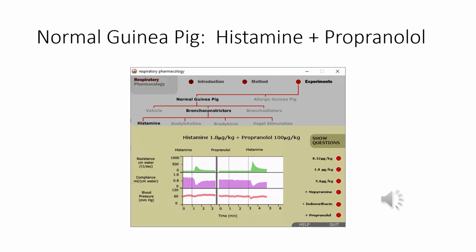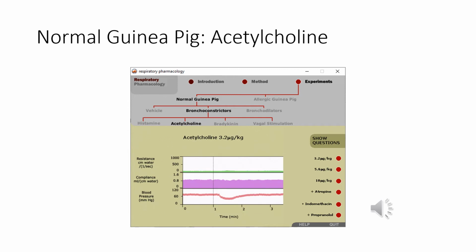Effects of histamine on the parameters observed were amplified with the administration of 100 microgram per kg of propranolol. The animals were also subjected to a series of acetylcholine concentrations. At 3.2 microgram per kg, acetylcholine has no, or little effect towards lung resistance and compliance. However, there was a noticeable decrease in blood pressure 30 seconds after administration of acetylcholine.